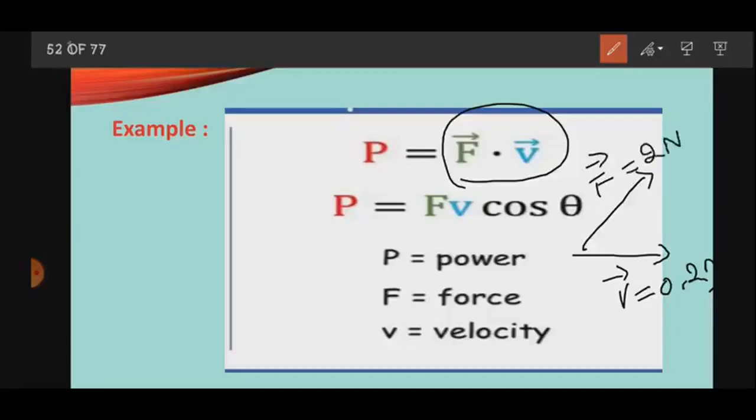Say for example, what is the angle between these two vectors, F vector and V vector? That is called theta. Now calculate the magnitude of power, that is equal to Fv cos theta. Now substitute the particular values and find the power. Are you clear? Okay.